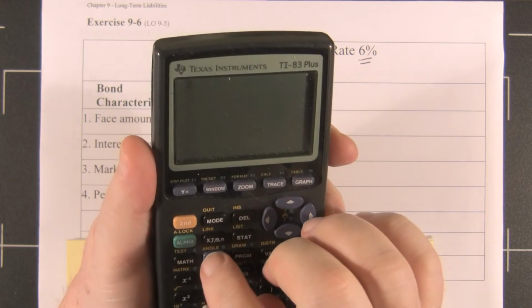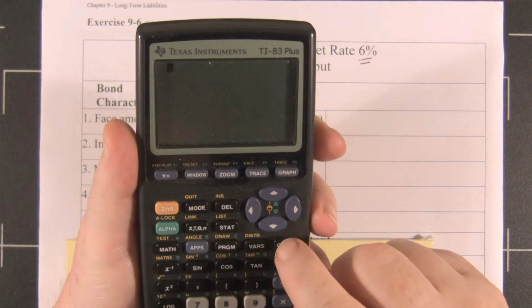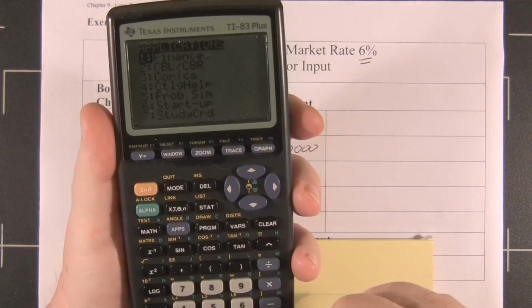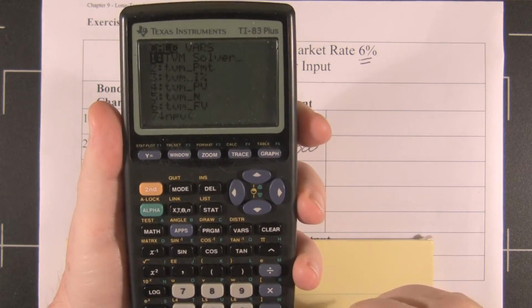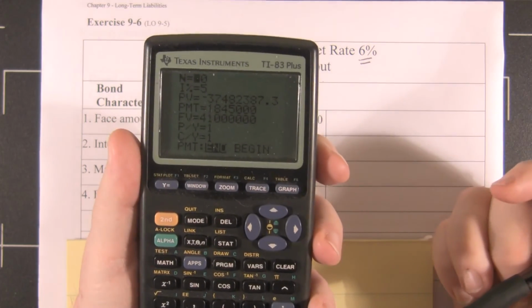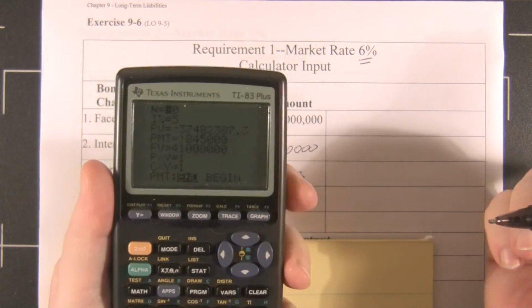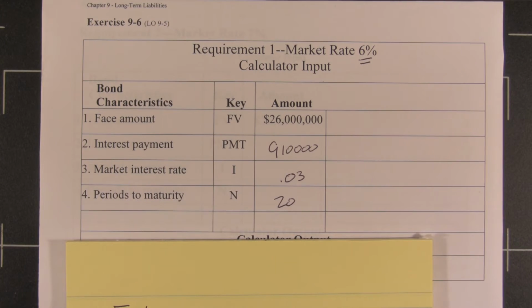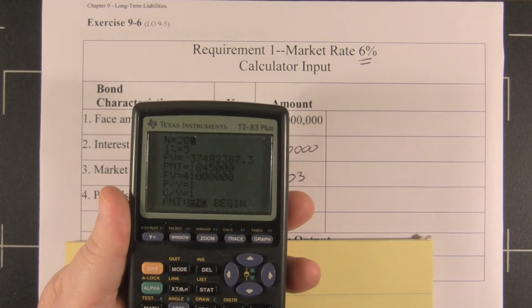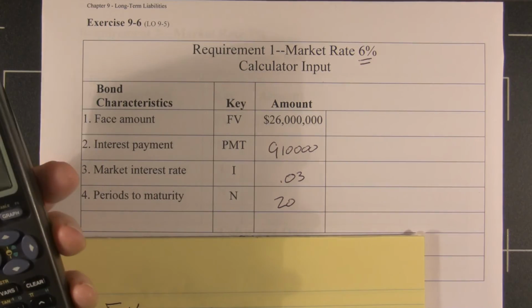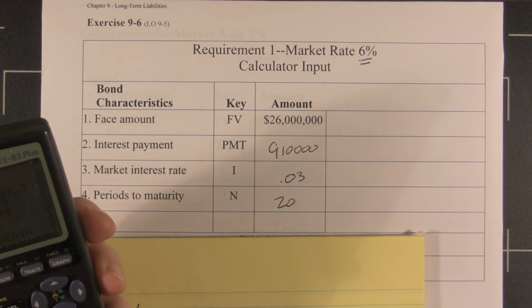So we'll clear, go to apps, go to finance, TVM, time value of money, and we've got some information from the last problem we did. We need to change that. So the N now is 20, not 40. So we change the N to 20. The interest I need to change to 3.